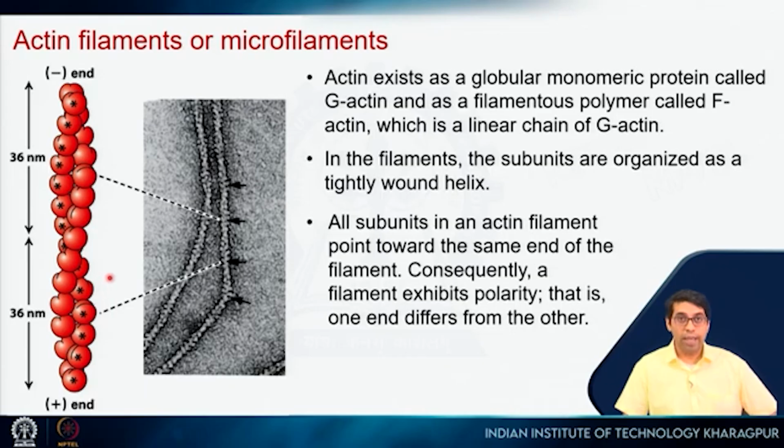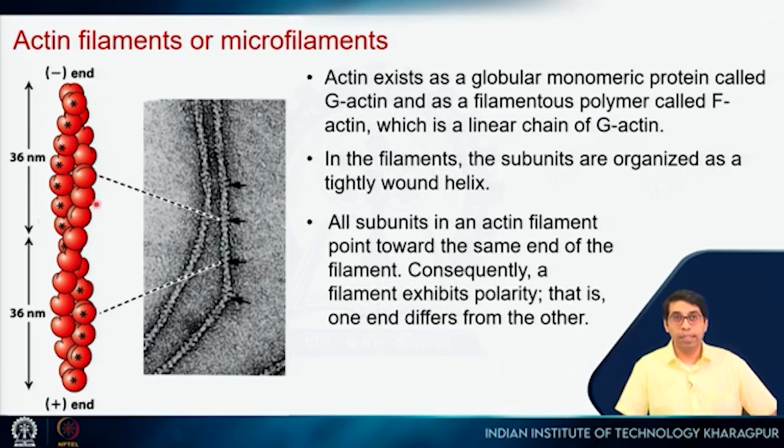So let's look at actin filaments. This is an electron microscope image of actin filaments, and you can see that these are the monomers. So actin filament monomers are classified into two types. One is called a globular monomer, or G-actin. So actin exists as a globular monomeric protein called G-actin, and when it forms this filament, it is called the filamentous polymer, or F-actin, which forms this linear chain of G-actin.